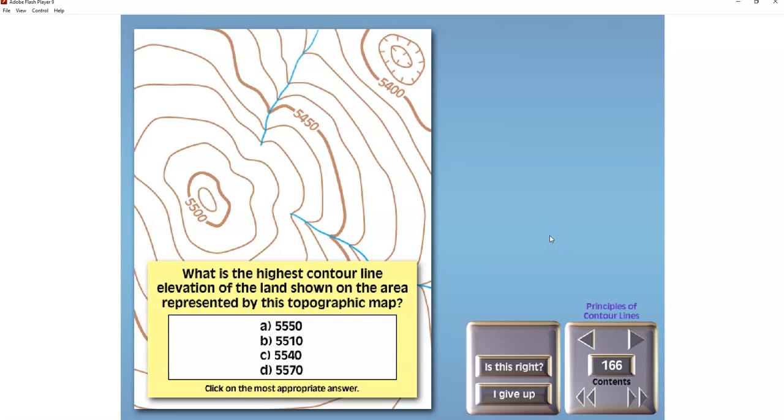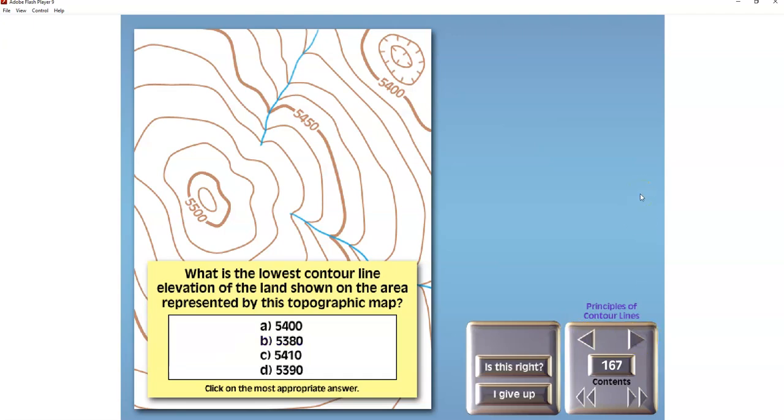What is the highest contour line elevation of the land shown on the area represented by this topographic map? Click on the most appropriate answer. So what we would do is look at the map. You can see this bold, this is that index line, 5,450. This one's 5,500. So again, try 10s. If this is 5,450, this would be 5,460, 5,470, 5,480, 5,490, 5,500. So that works. So our contour interval is 10 feet. Well, if this is 5,500, then the next line in would be 5,510. Right? So you click on that and then see if that's right. And it is.